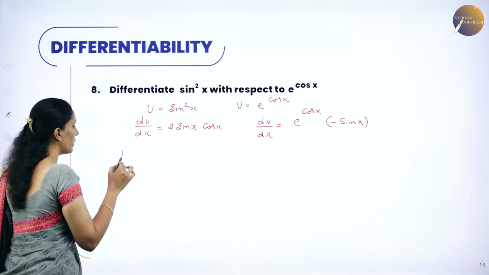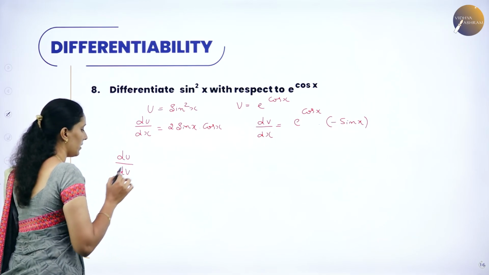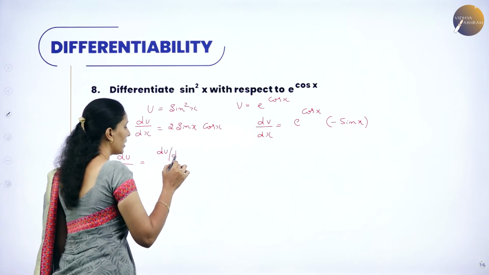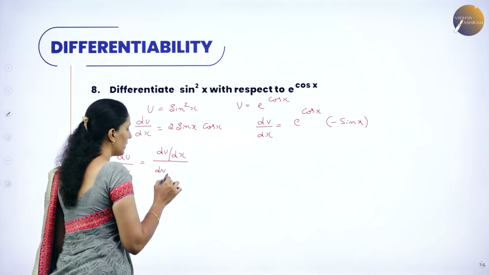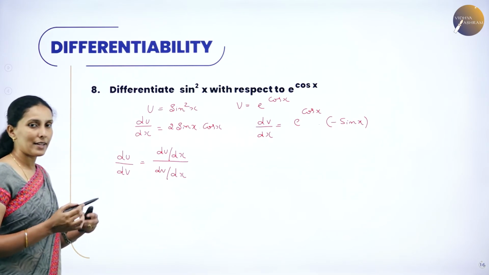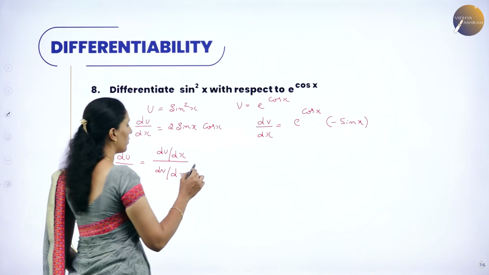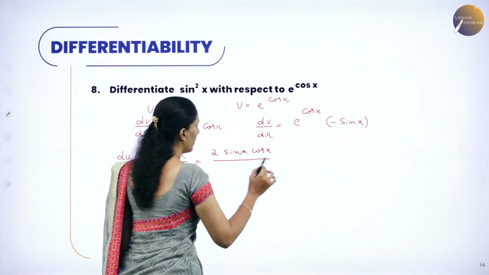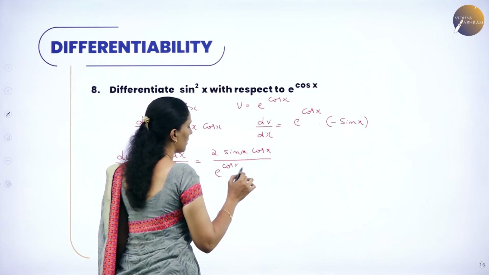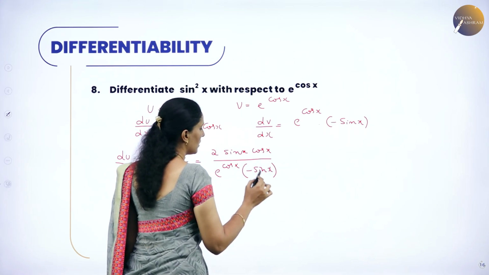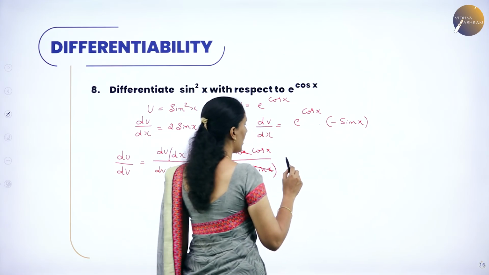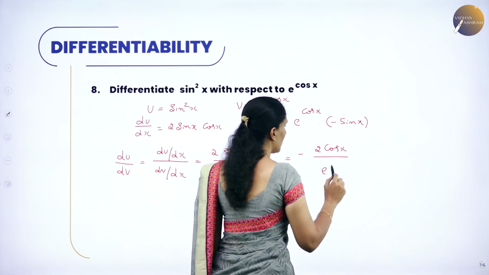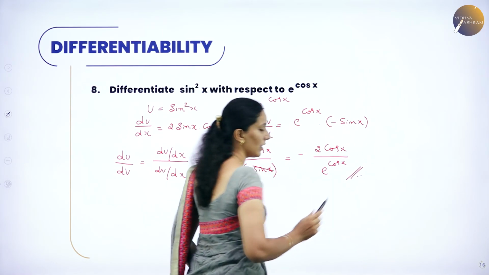So now I have to differentiate u with respect to v. So u with respect to v means we get du by dv. So how will we get this? This can be written in this form, du by dx divided by dv by dx. It's the same as the parametric functions here. So therefore, this can be written as 2 sin x cos x over e power cos x into minus sin x. Sin x gets cancelled here. So I'll get this as minus 2 cos x divided by e power cos x. So this is the derivative.